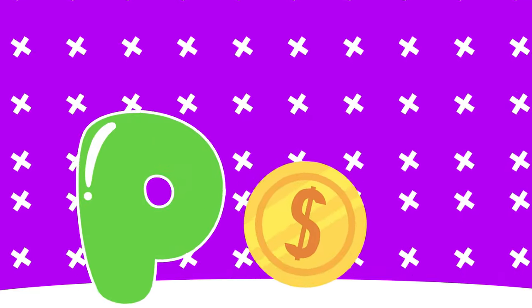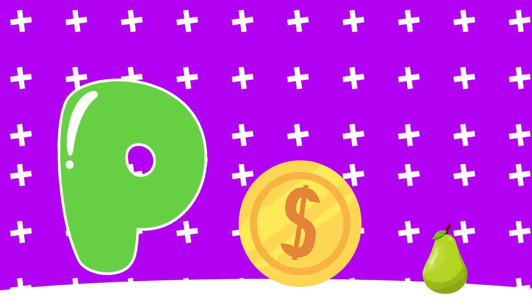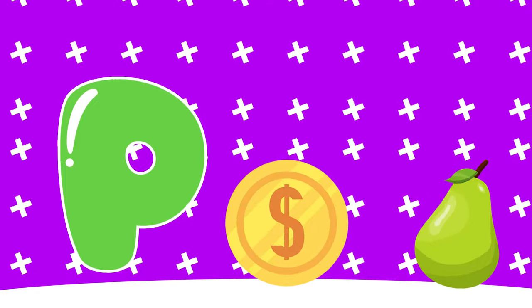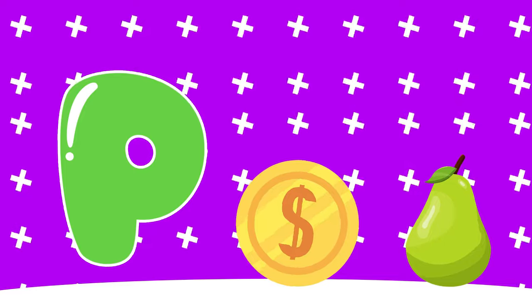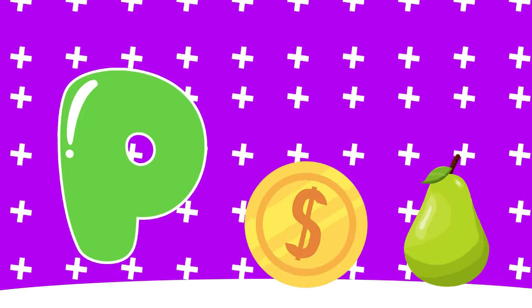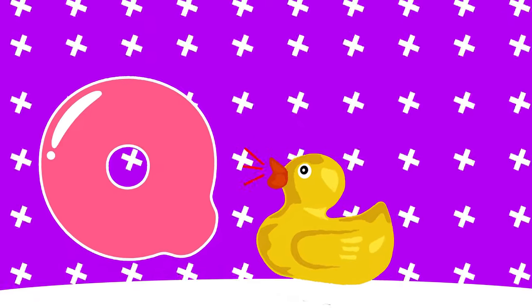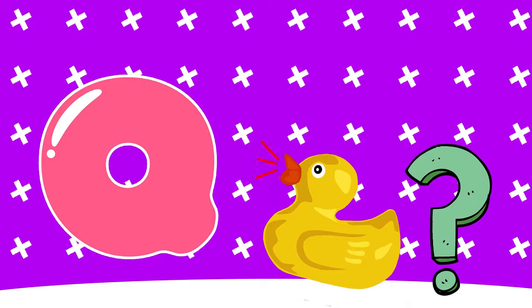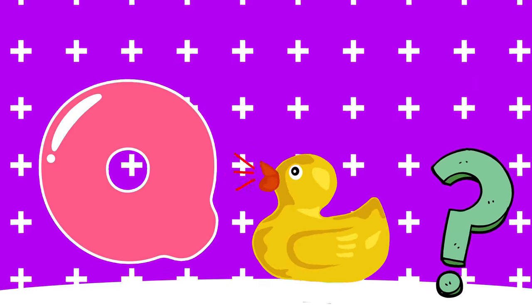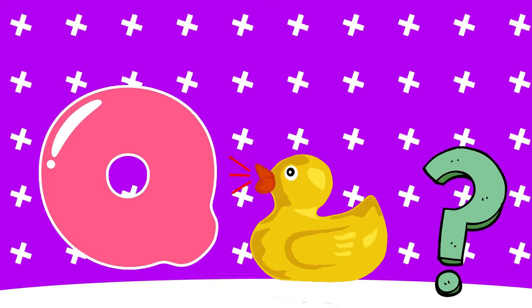P is for penny. P is for pear, pear. P is for penny. P is for pear. Q is for quack, quack. Q is for question mark. Q is for quack. Q is for question mark. R is for red, red. R is for rocket, rocket. R is for red. R is for rocket.